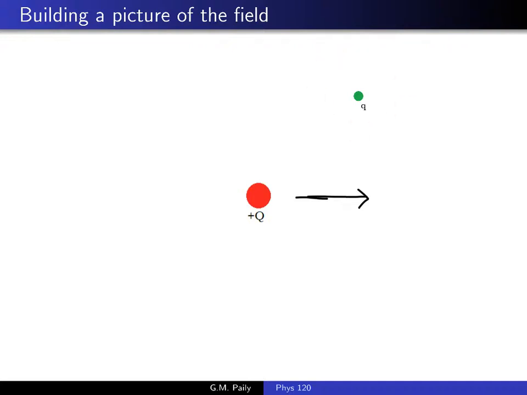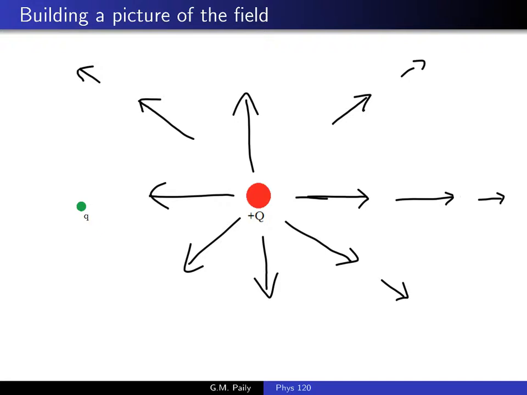Next, let's bring the test charge here. The force is still repulsion, directed away from the positive charge, but since the distance has increased, the force is weaker. And next, here, and so on. In this manner, we can build up a map of the vector field around the positive charge. We see that the field is strongest close to the charge, always points away from the positive charge, and gets weaker with distance as we move further and further away.